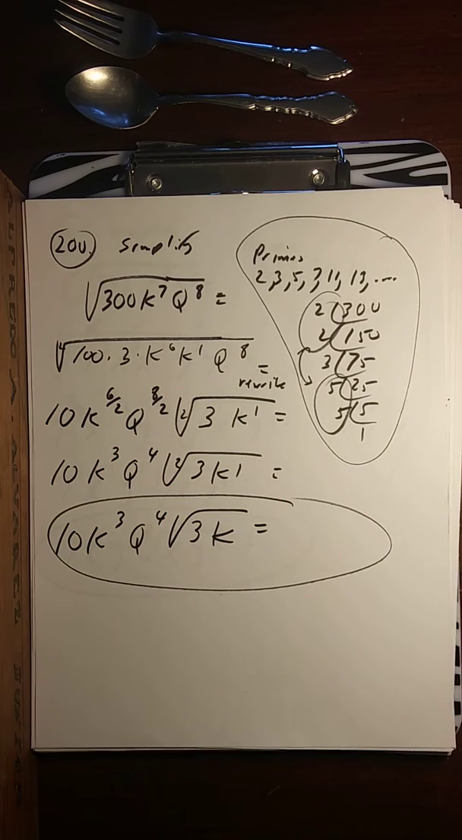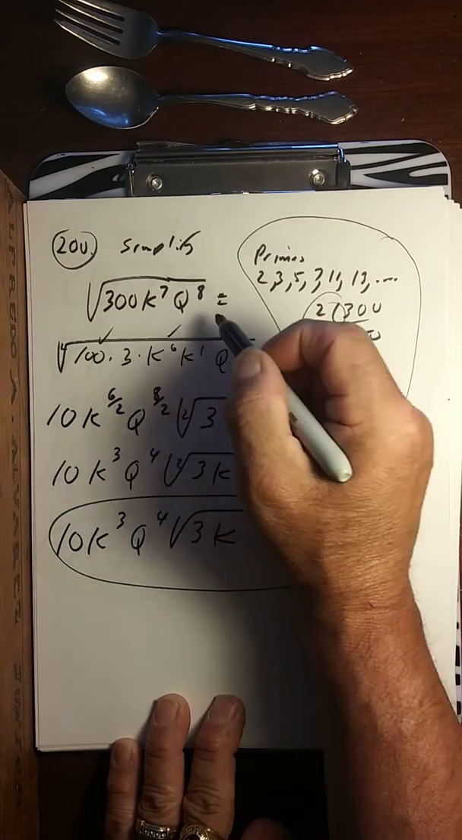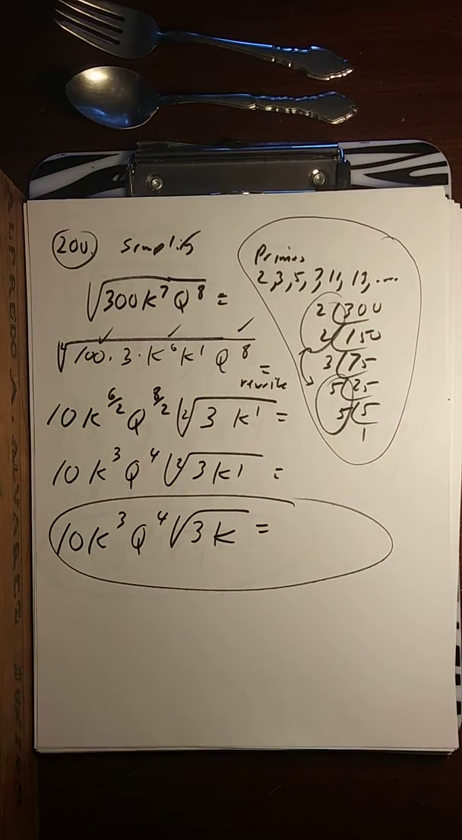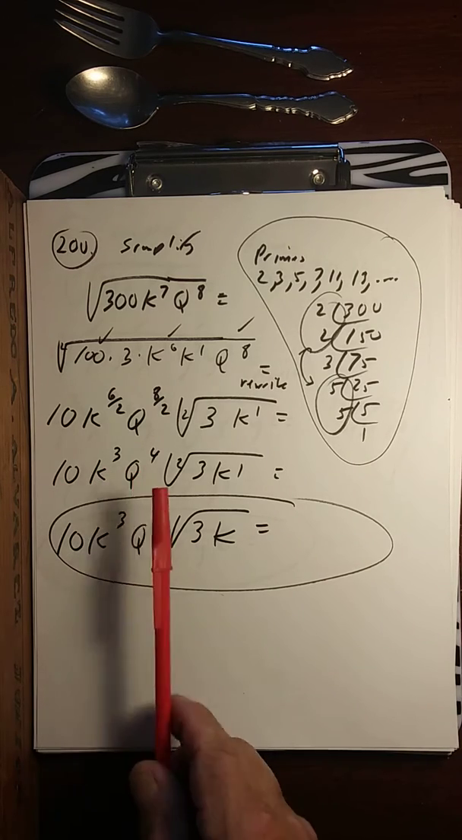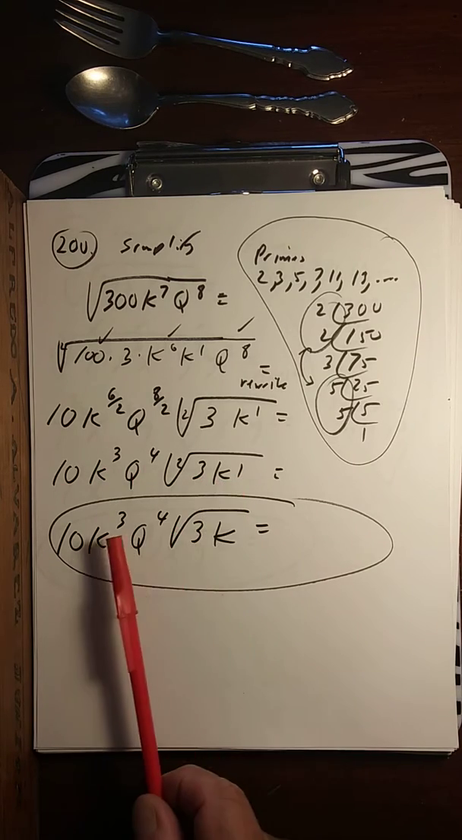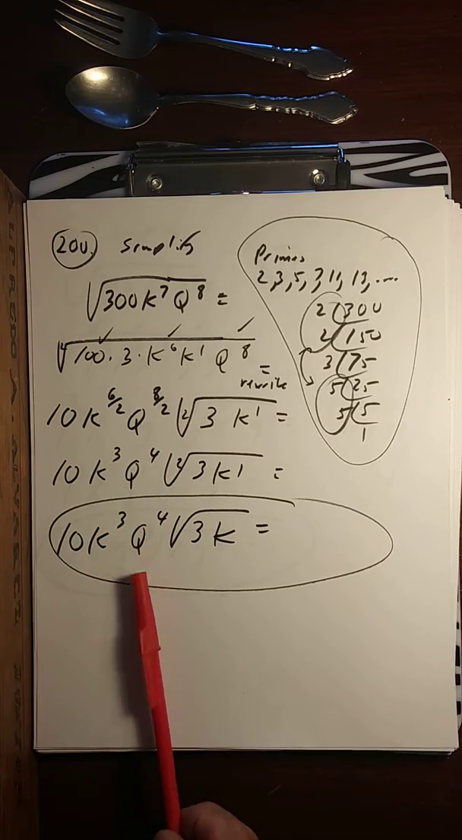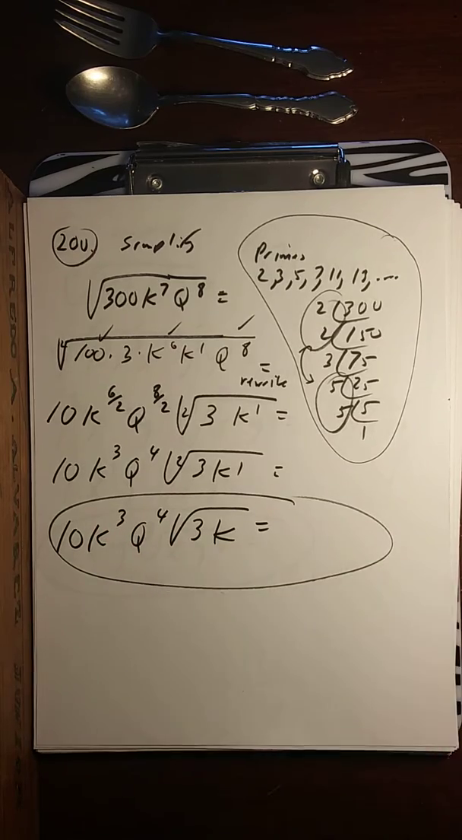Okay, and notice what went outside. That one went out, that one went out, and that one went out. The rest stayed in there. So we have 10 k cubed q to the 4, square root of 3k to the 1. That's it. We're done.